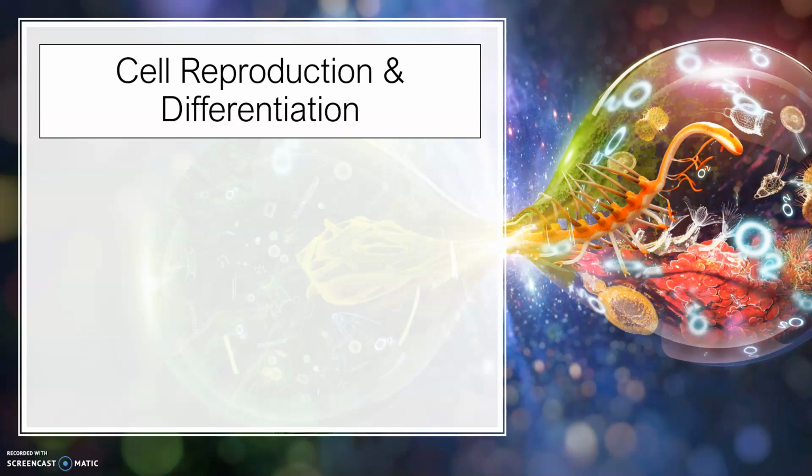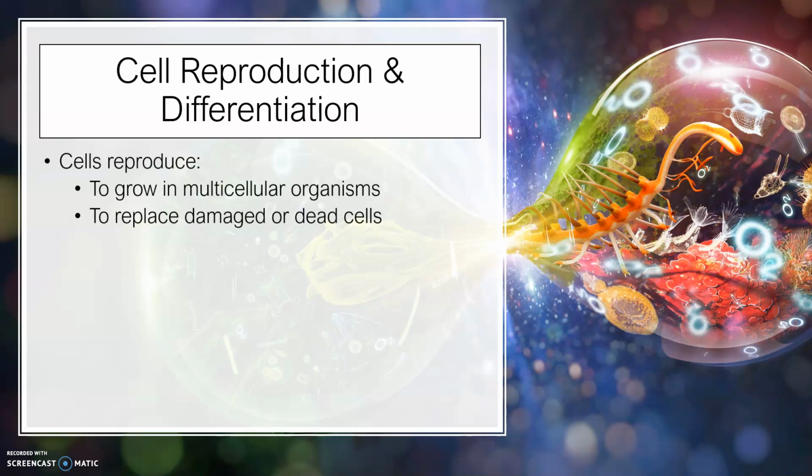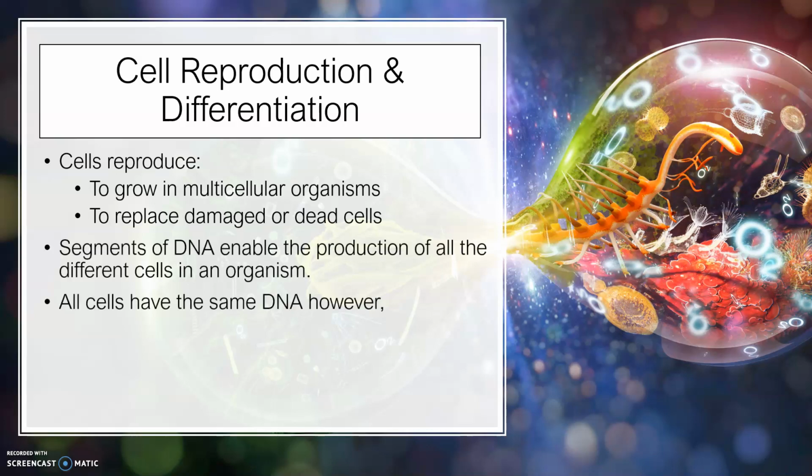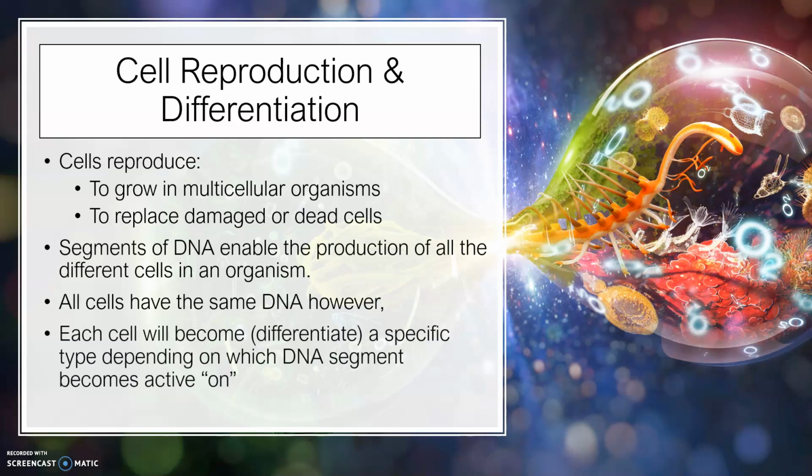Moving on to cell reproduction and differentiation. Cells reproduce to grow in multicellular organisms and to replace damaged and dead cells. Okay, so all cells have the same DNA, however, each cell will become a specific type depending on which DNA segment is active or turned on. Are you with me, guys?